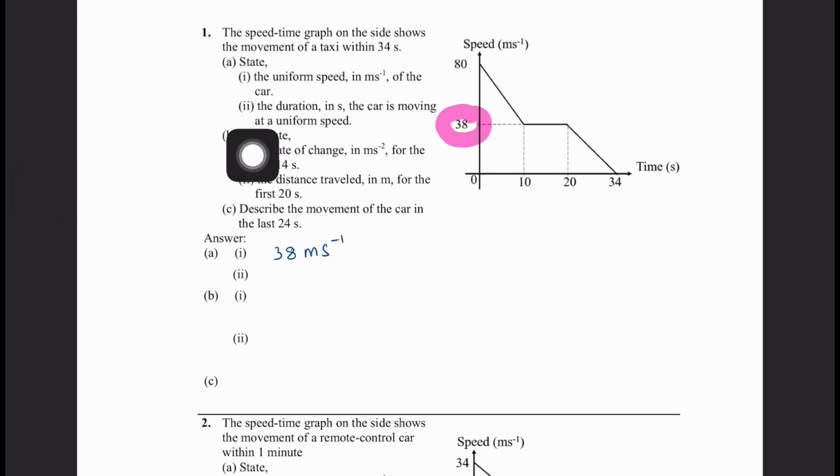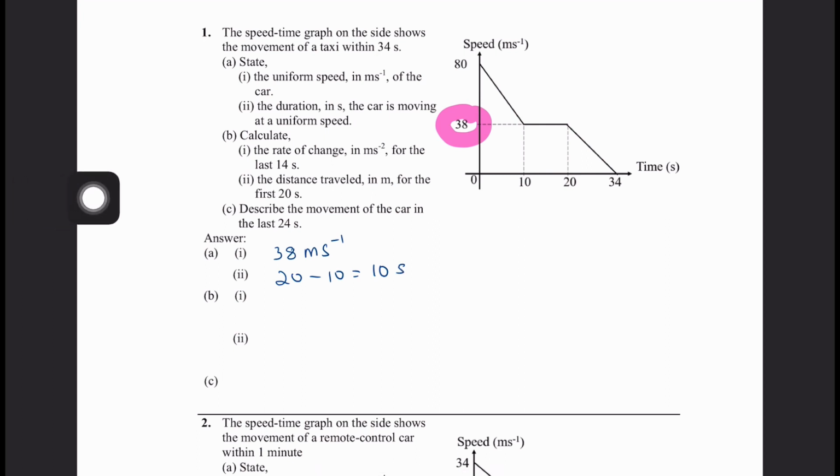Next, number 2, the duration. The duration in second, the car is moving at a uniform speed. So ini kan uniform speed. So 20 minus 10, we get 10 second.